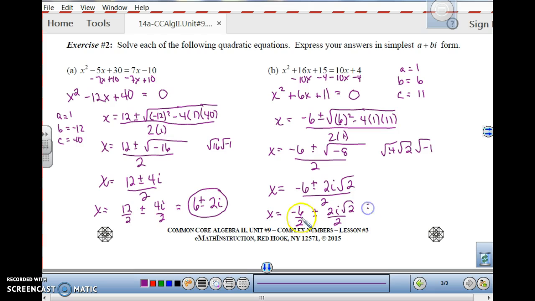All right, so negative 6 over 2 is negative 3, plus or minus. Now, the rational part of this, the 2 here, can divide this 2 here, but it can't divide under the radical. You can divide a rational by a rational, but you can't divide an irrational by a rational. So the 2 out here you can divide. So this is just going to be written as i radical 2. So x is equal to negative 3 plus or minus i radical 2.